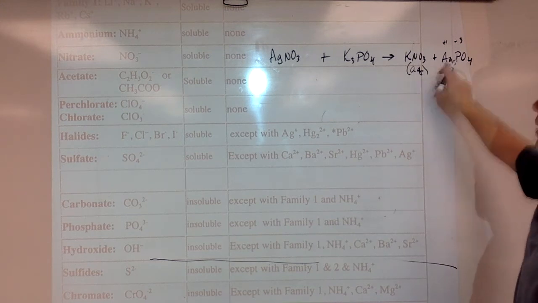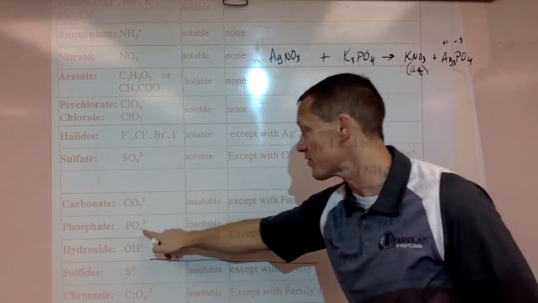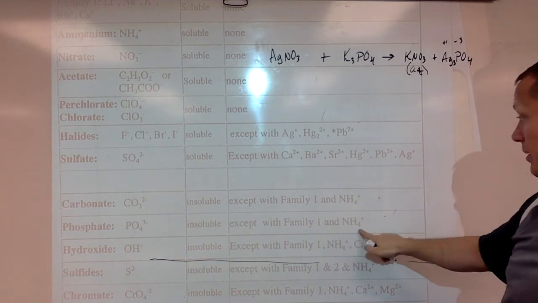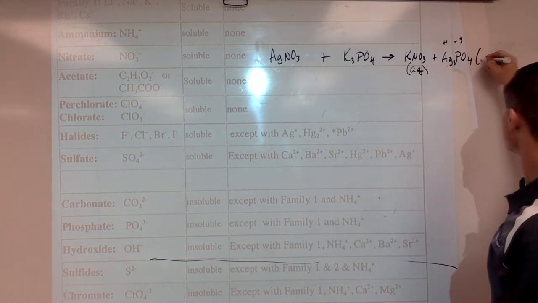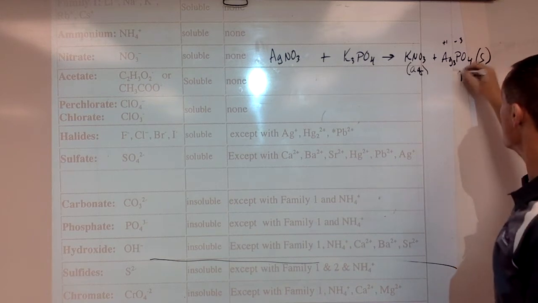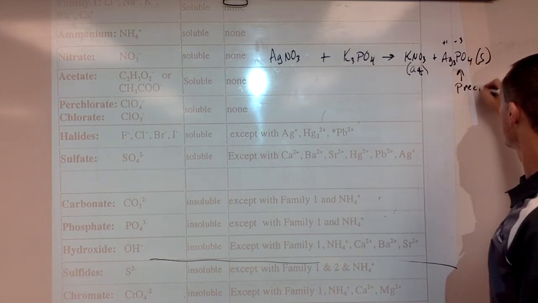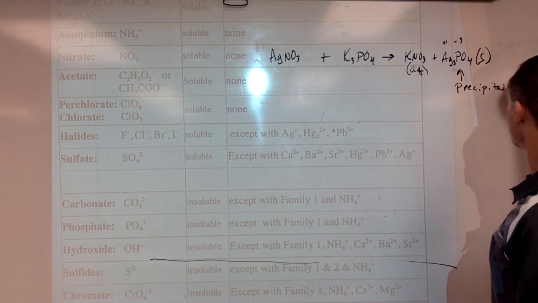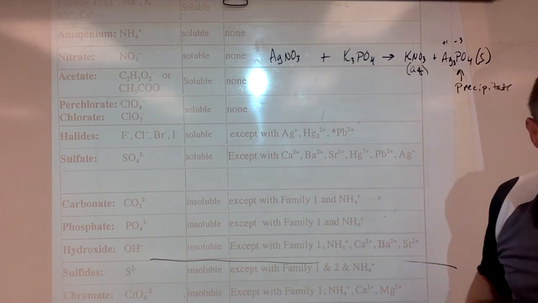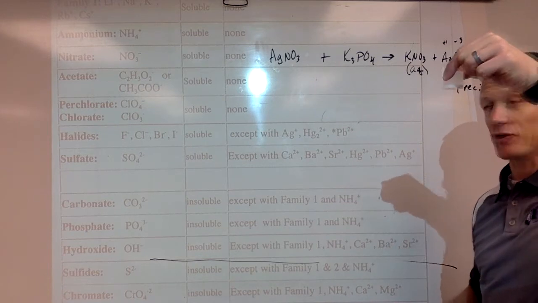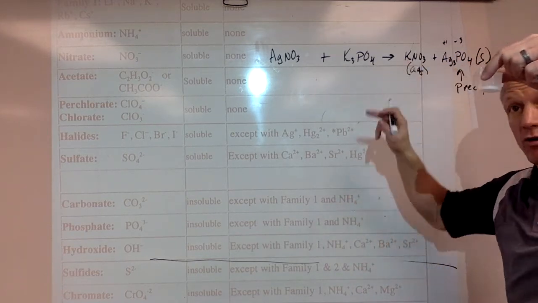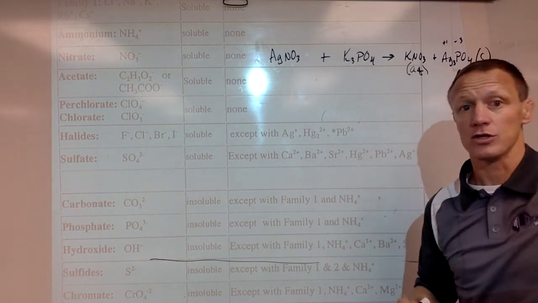Ag3PO4. Not a family 1 element, so we find phosphates. Phosphates are insoluble, except with these things. Silver's not one of those. So silver phosphate would be a solid. That would be your precipitate. So in the reaction, it would be the stuff sitting at the bottom at the end of the reaction, the silver phosphate. The KNO3 would be sitting up in the solution, dissolved.